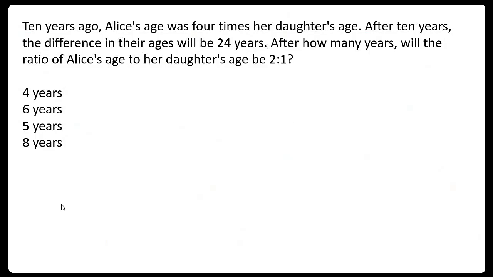Here is the question. 10 years ago, Ali's age was 4 times her daughter's age. After 10 years, the difference in their ages will be 24 years. After how many years will the ratio of Ali's age to her daughter's age be 2:1?